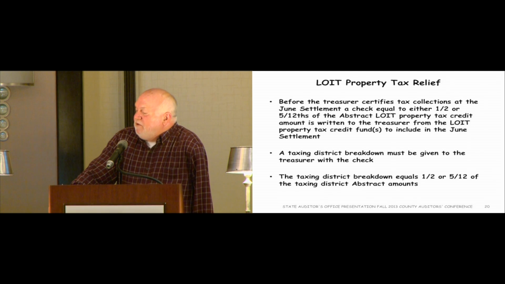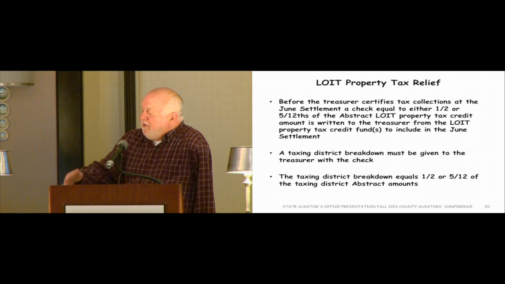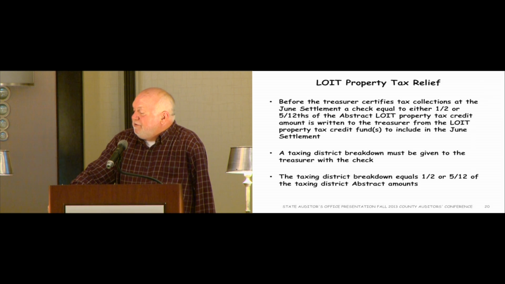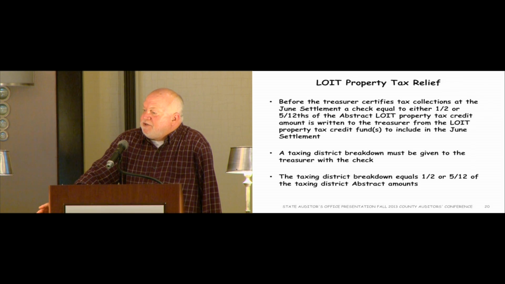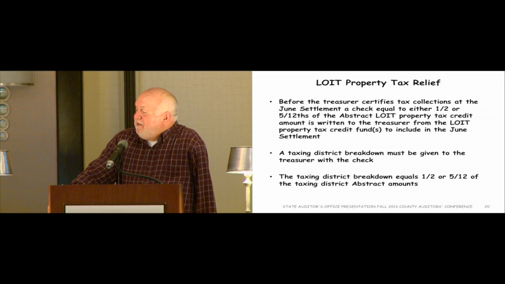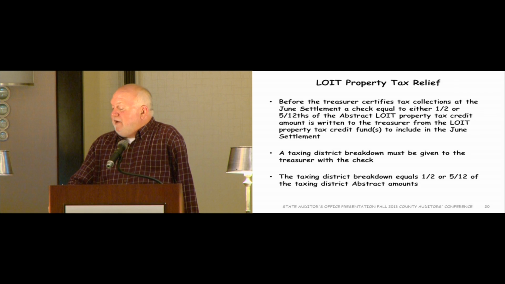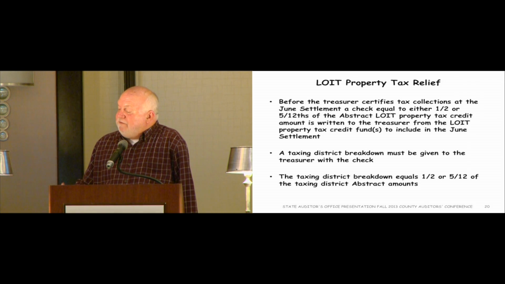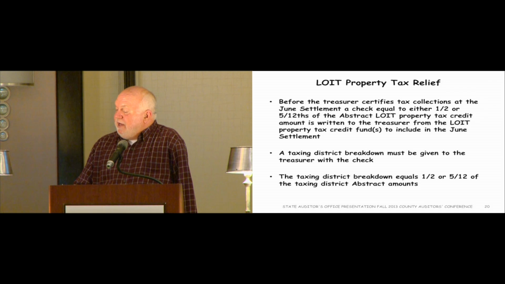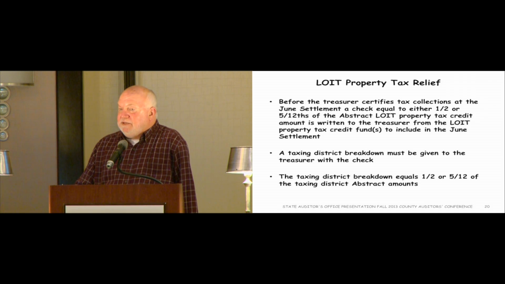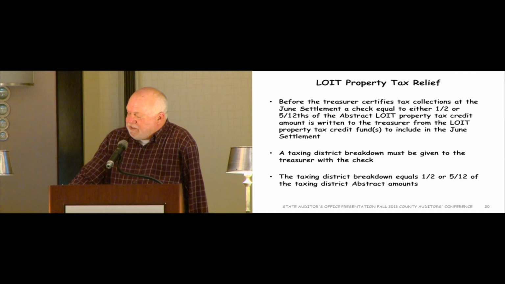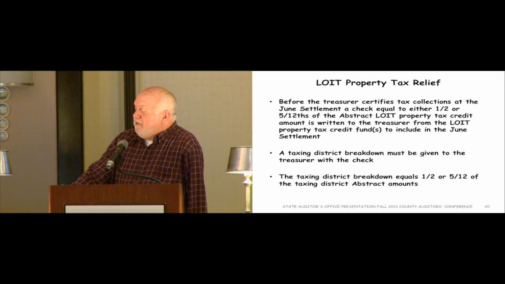So you're putting the money in the fund as you go along through the year. Then before the treasurer certifies June settlement, the check, which can be either 1/2 of the abstract or 5/12 of the abstract amount, is written out of the fund to the treasurer, and the treasurer will include that in the tax collection certification, and you will include that money in the June settlement.